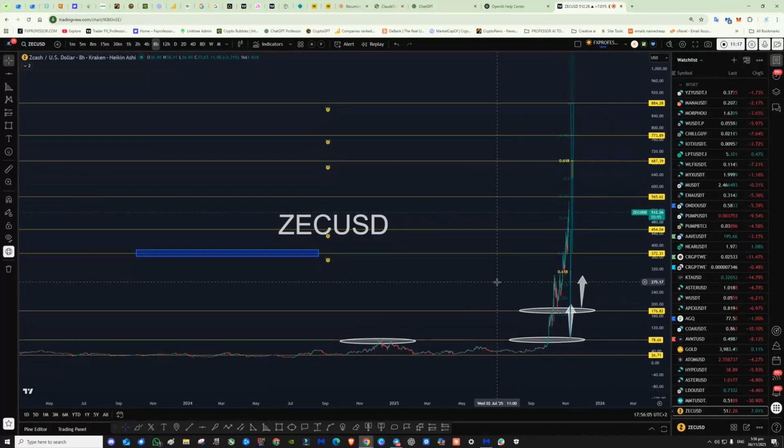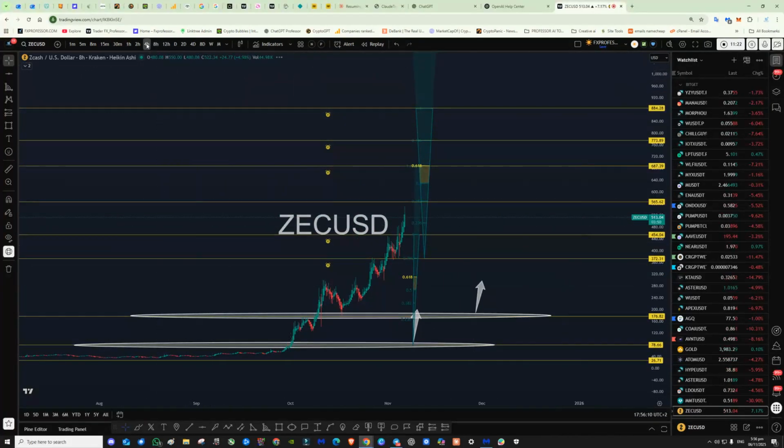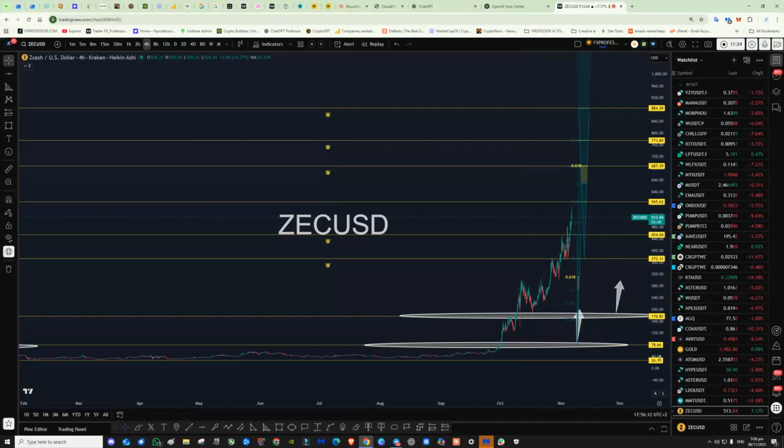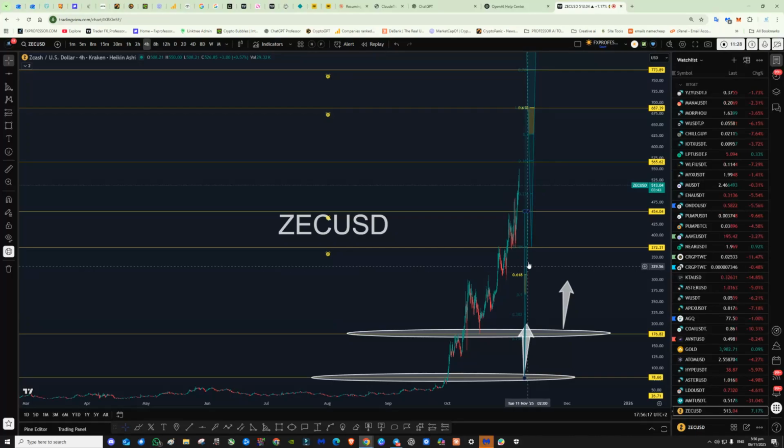So this is my ZE whatever chart. I don't know anything about this crypto, but it was a good opportunity since my friend asked for a chart to make it together and to share it with you.